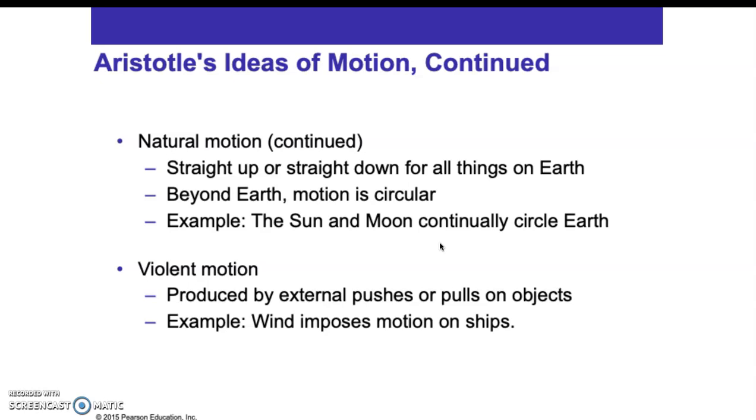Again, this was an earth-centric idea that earth was the center and everything else was around it. We know now that's not true, but Aristotle then had reasoning for that. So everything on earth was straight up or down, but beyond earth, motion is circular.